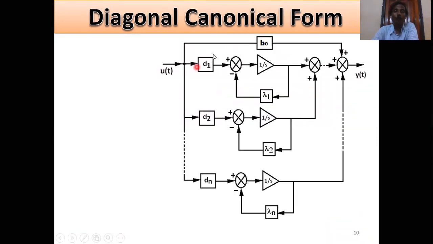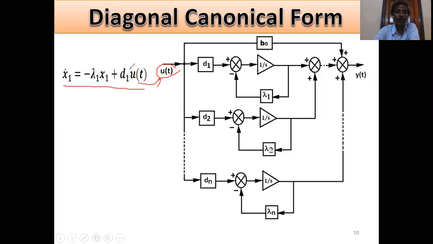And this is the block diagram or state diagram. This is a state diagram. What is the first equation? First equation: x1 dot equals minus lambda 1 x1 plus d1 u(t). So the input equals u(t). This is the input u(t). So first draw u(t).